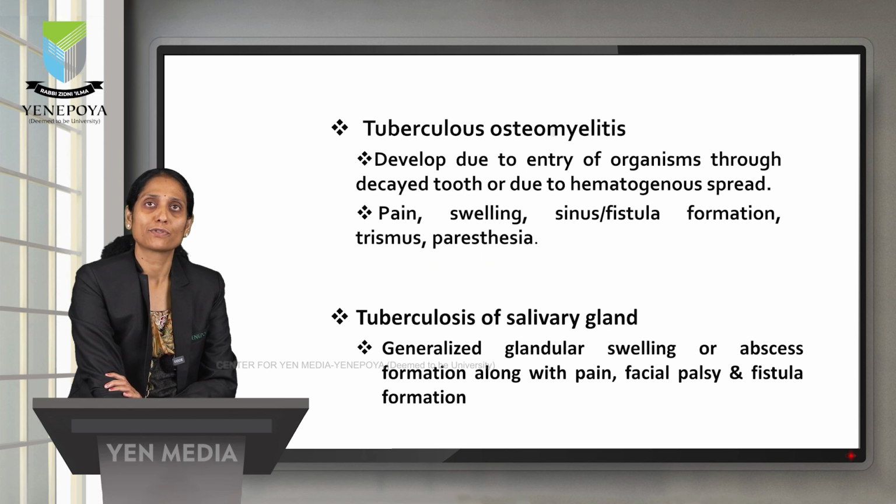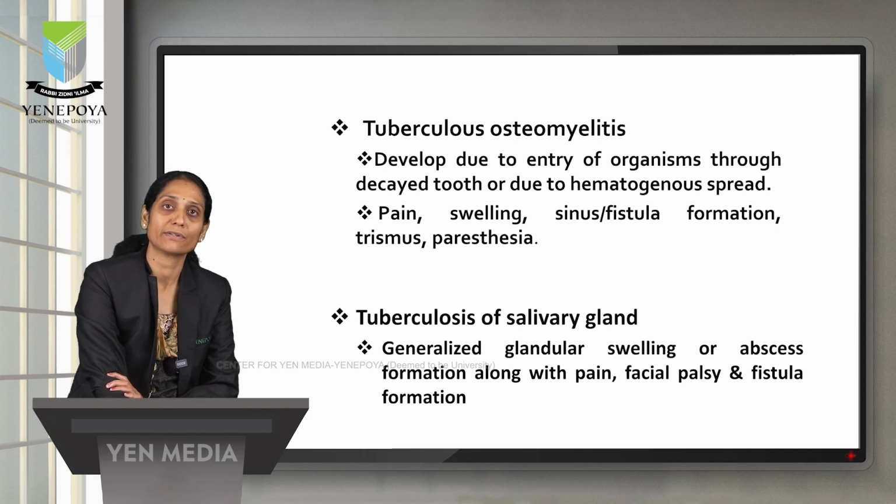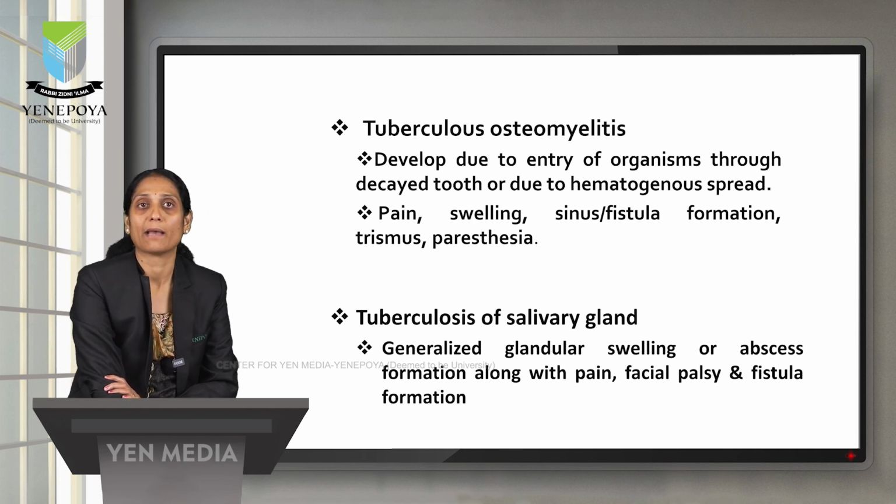Tuberculous osteomyelitis may develop due to entry of the organism through a decayed tooth or due to hematogenous spread. This may cause pain, swelling, formation of a sinus or fistula, trismus, and paresthesia. Then tuberculosis of the salivary gland. This is a little less common, but if present, it causes generalized glandular swelling or abscess formation along with pain, facial palsy, and fistula formation.